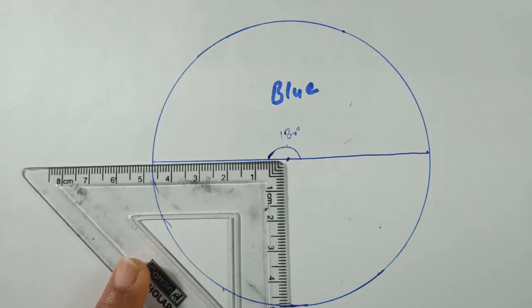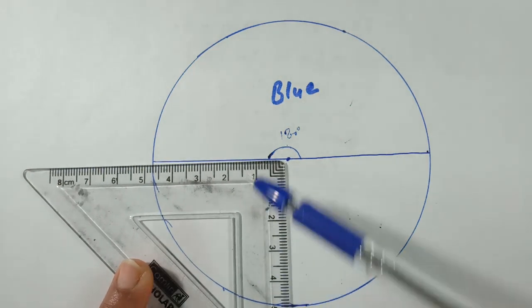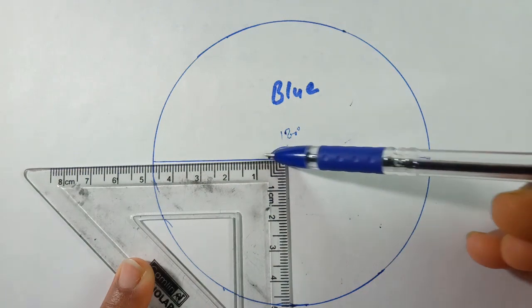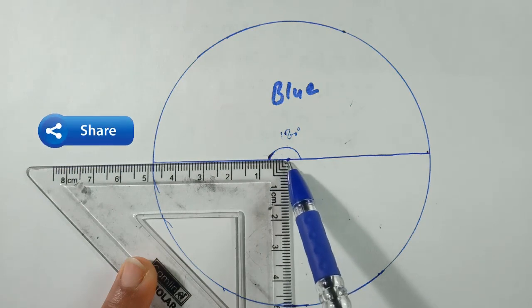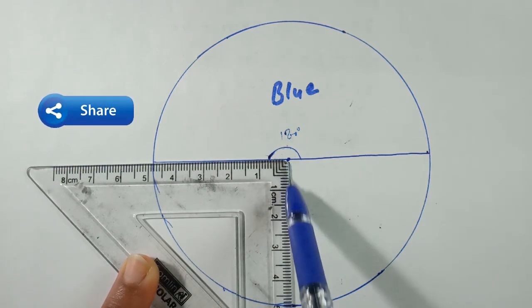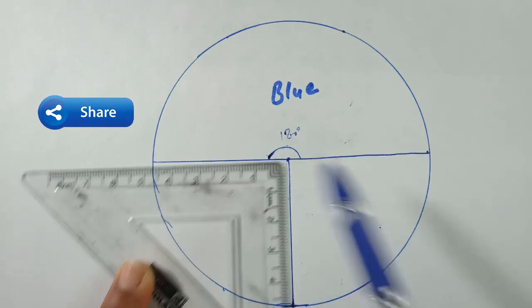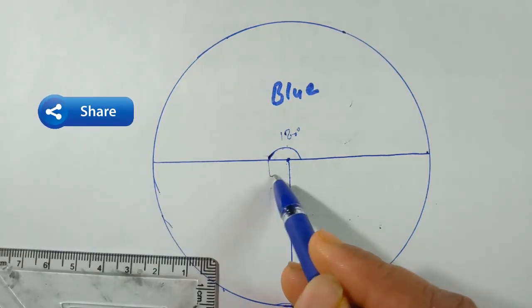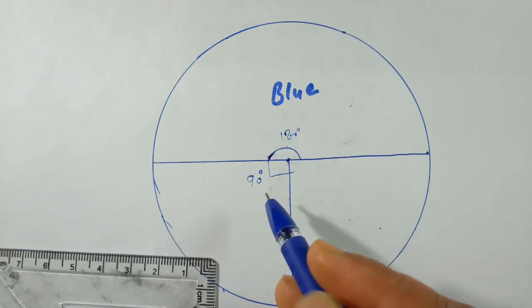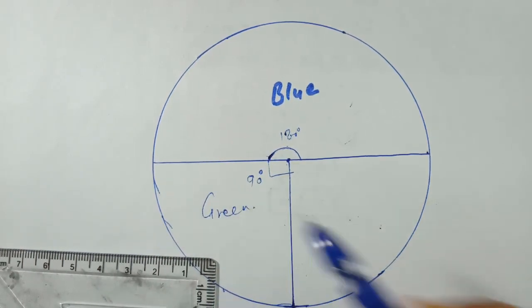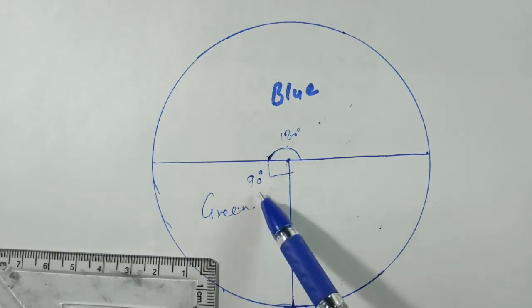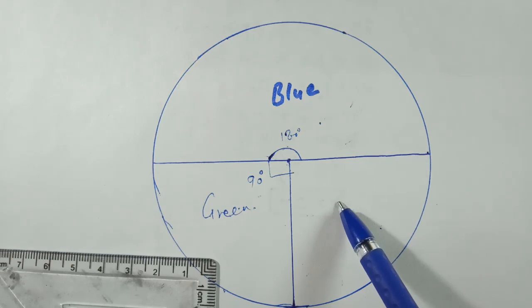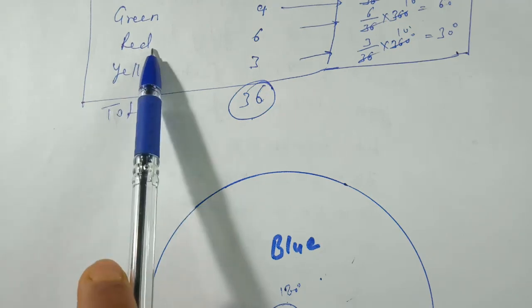We put the set square carefully below this line, with the corner of the set square at the center point, and draw a line with the pencil. So this angle is 90 degrees, and it is green. Now these two sectors are occupied by blue and green. Now this portion is left. In this portion we are going to mark the remaining colors, red and yellow.